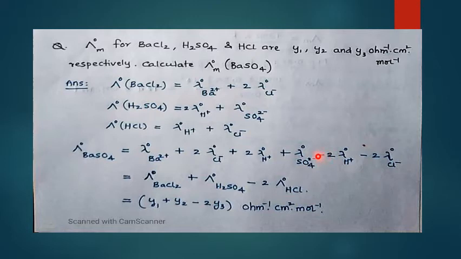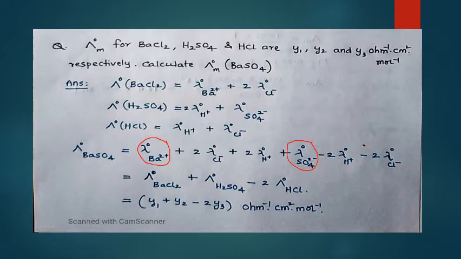Minus. Now what is happening? Ba you want and you want SO4 again. Remaining you don't want. I will show you. Yes. You want this term and again we want this term. Remaining to be removed. Clear? So what you don't want? 2 lambda Cl minus and 2 lambda H plus naught.